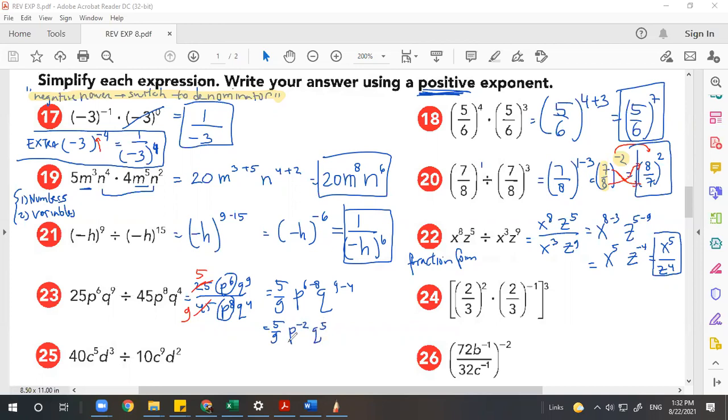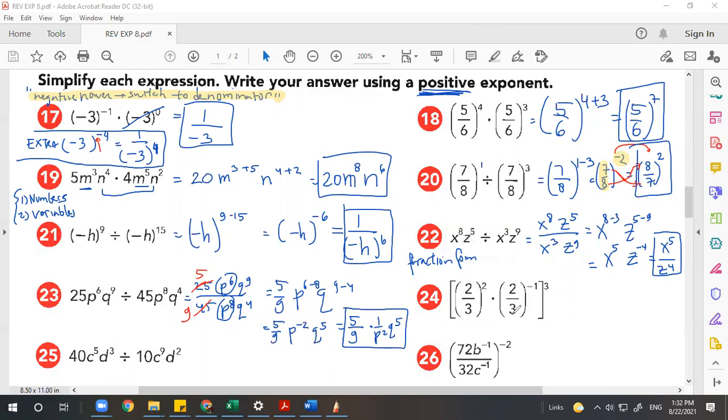But there is still a problem, right? What is the problem? These variables are still on the negative exponent. So again, you have to put it on the positive exponent because the question is asking you for that. 5/9, 1 over p, and then q power 5. Oh, sorry, p power 2. I forgot. And then q power 5. Make sense for you?